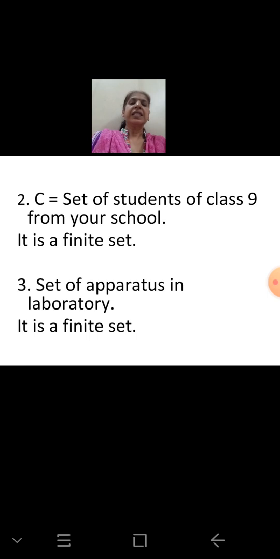Next. Set of apparatus in laboratory. You all go to the laboratory, that is the lab, for doing experiments. There the apparatus are given to do the experiments, and the lab in charge, the lab teacher, has the record. The record is of your apparatus. So as this apparatus can be counted, it is a finite set.